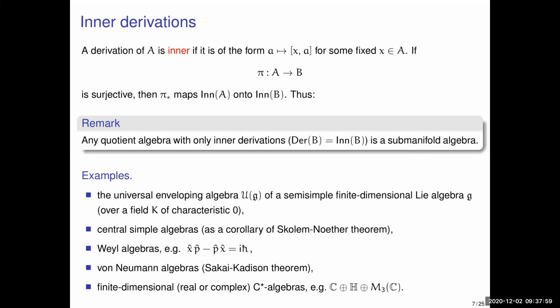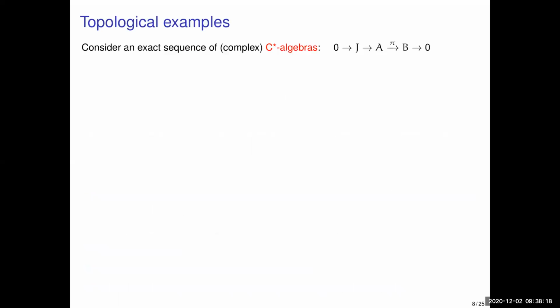Okay, the next, in particular, a class of examples is given by finite dimensional C*-algebras. So the next question is, what happens if you have a C*-algebra which is not finite dimensional? And again, this is a question that was asked long before the idea of submanifold algebras. So let me tell you what happens. Also here, a lot of things are known, more or less everything is known.